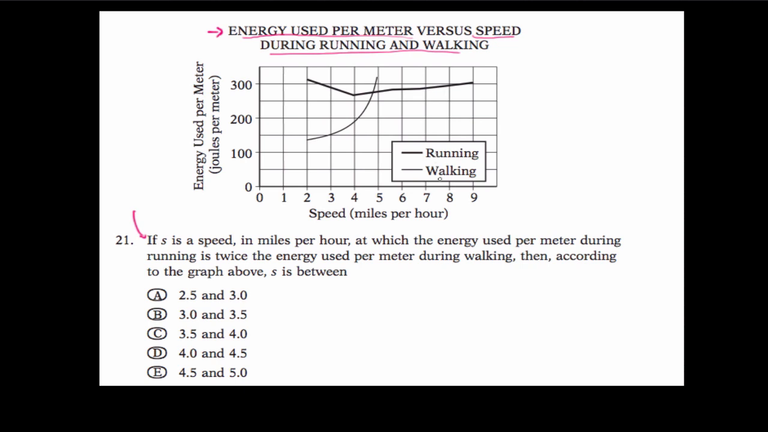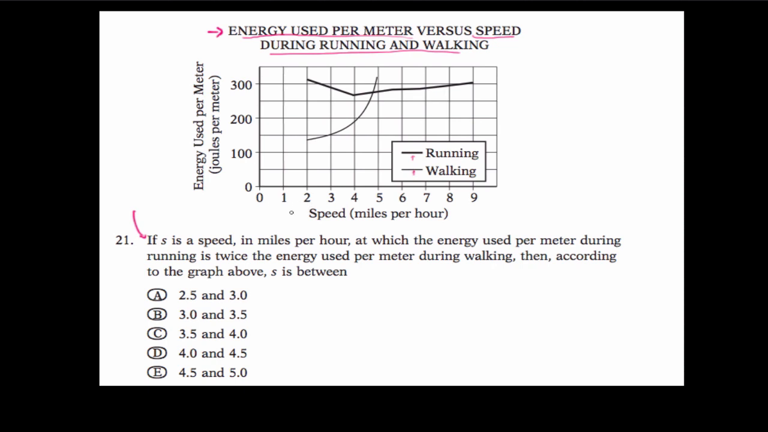For running and walking, they've been given different legends. The legend for running is the thick mark, so the thick mark here represents running, while the one with a lighter color, as a thin line, is for walking. Okay, so let's go ahead and understand the diagram.